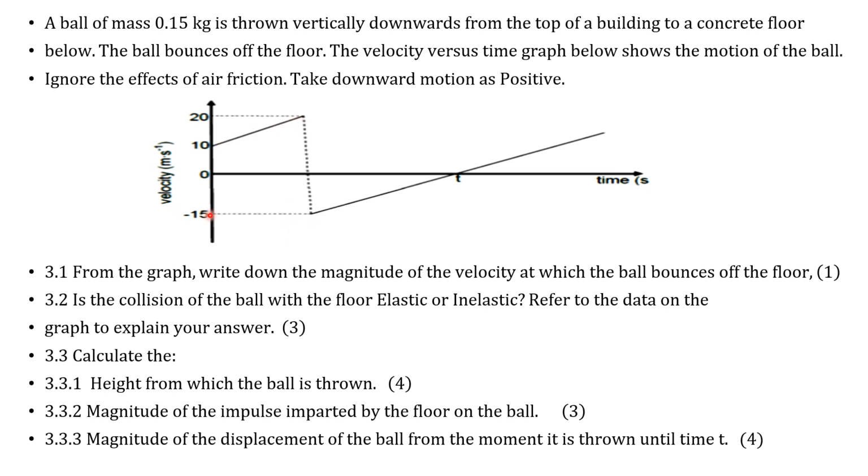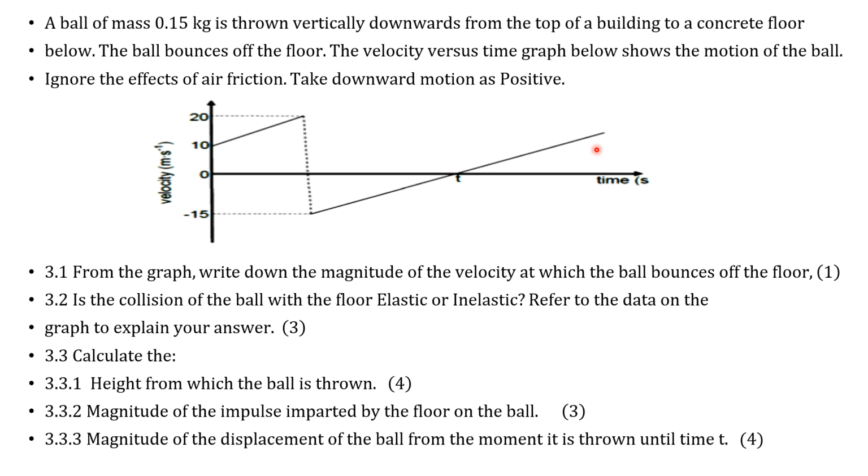Then there it starts again. When it bounces off the floor, it bounces off from negative 15 meters per second. It goes to its highest point, which is there at point T, when velocity is 0. So remember, at the highest point, the final velocity is 0 there, before it travels down and speeds up due to gravity.